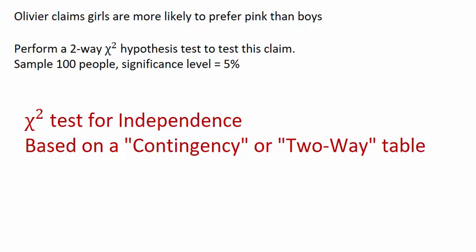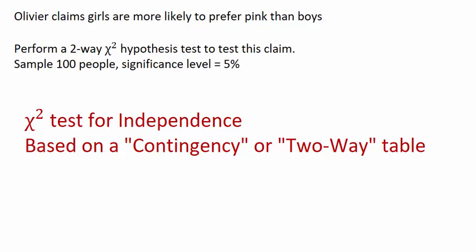This is an introduction to the chi-squared test for independence based on a contingency table or two-way table. And it is a hypothesis test very similar to all of the ones we've done. They all have the same backbone, the same structure. And it starts off with somebody making a claim about a population.